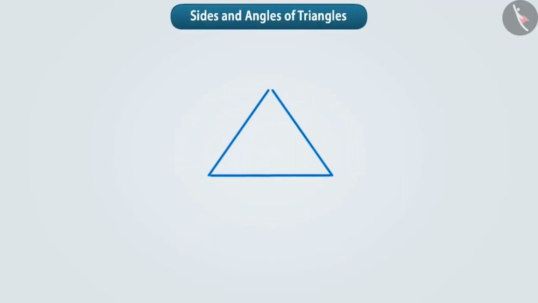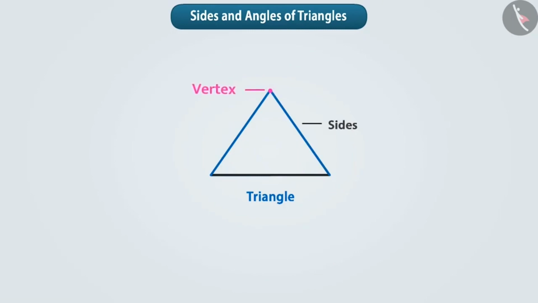Let us join three line segments and make a triangle like this. These line segments are called its sides. The point at which two sides of a triangle meet is known as a vertex. Any triangle has three vertices. Let's name them A, B, and C.